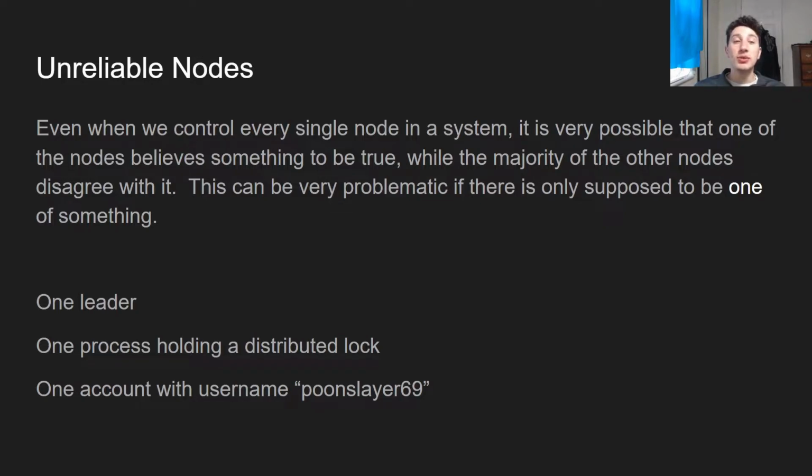So what are times where this might cause problems? Well, whenever we want just one of something in our distributed system, unreliable nodes can pose a big threat. For example, whenever we want one leader in single leader replication, just one process holding a distributed lock in order to make a change to, say, a file, or just one account with a given username.